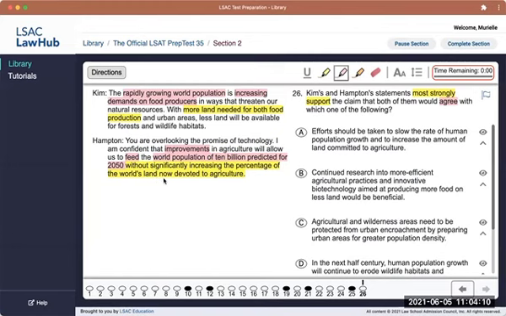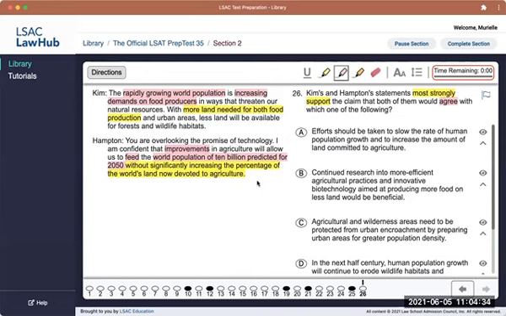Okay. Because we won't need more land. So they agree that we're going to need more food. How we get that food may or may not threaten our natural resources, depending on technology, would be kind of my analysis of their perspectives, or the issue between them.